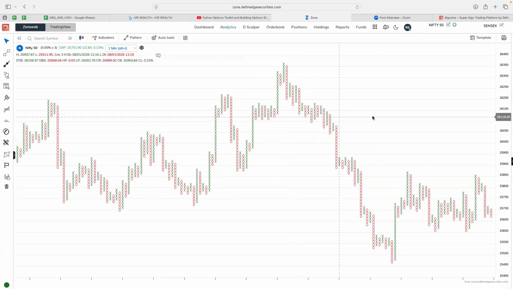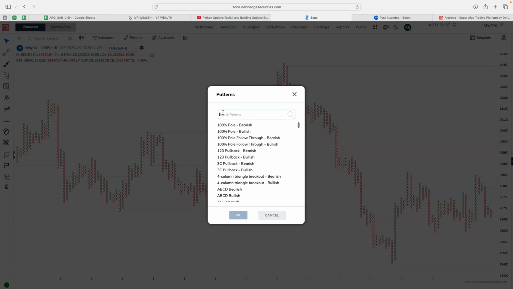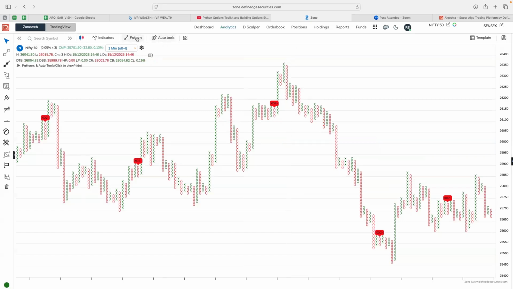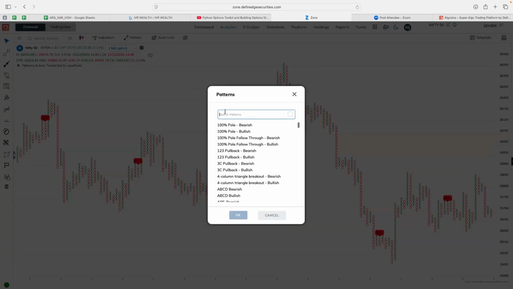You can do it on any pattern. You can do it on any time frame, and whatever is interesting. But I will explain to you what I'm doing, right? Go to pattern, type XO2, take bullish, and same thing, XO2.